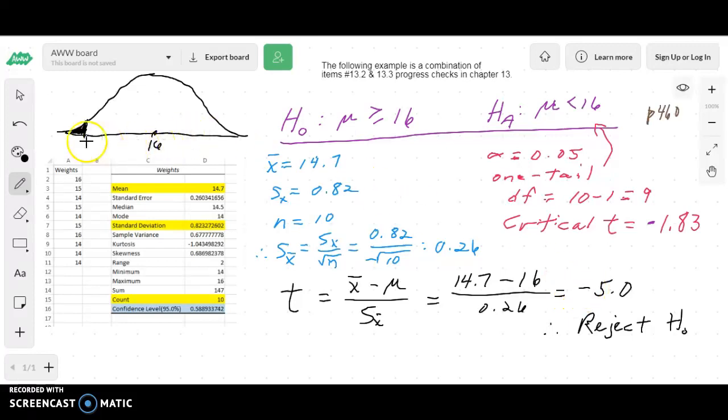So that means that if our critical value here was negative 1.83, and our 0 would be right here at the mean, a negative 5 is way out on the tail, way beyond that critical value. Therefore, we reject the null hypothesis. And we state that the data shows that the packages have less than 16 ounces of beef in them on average.